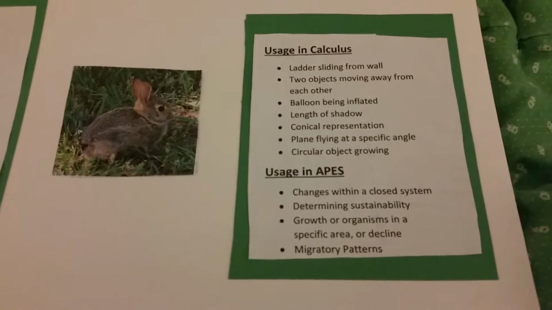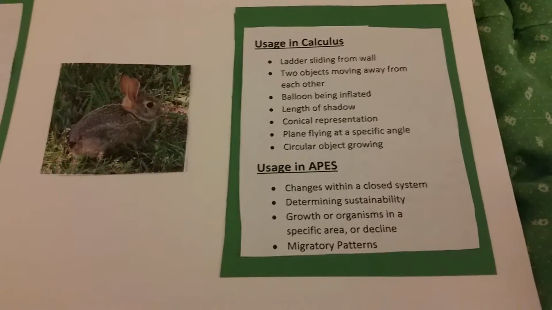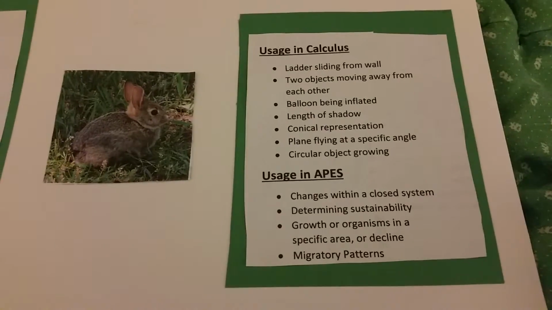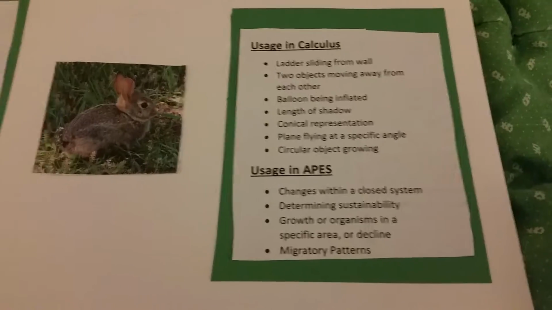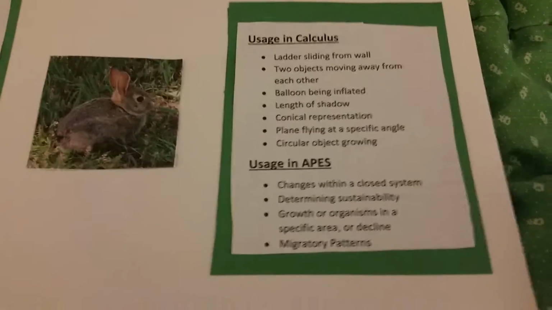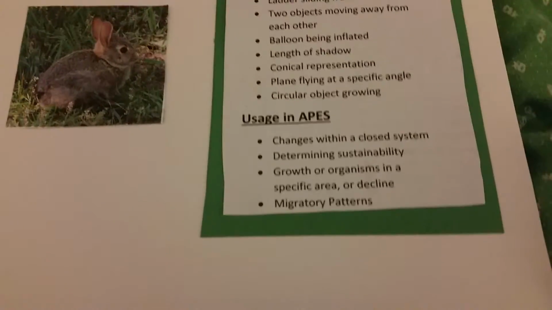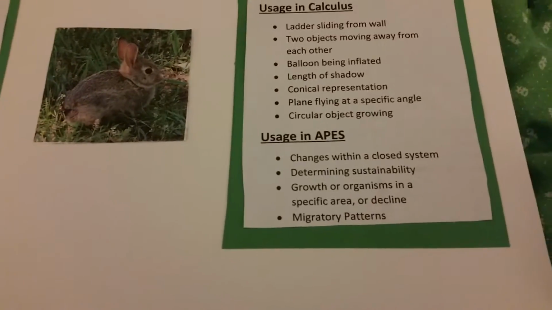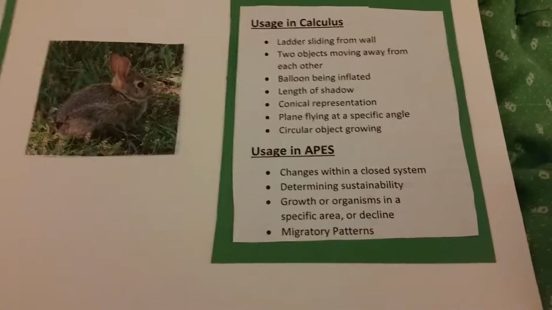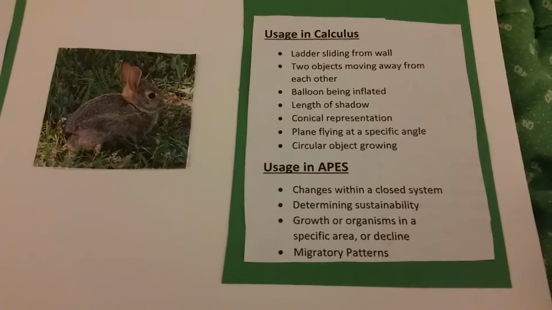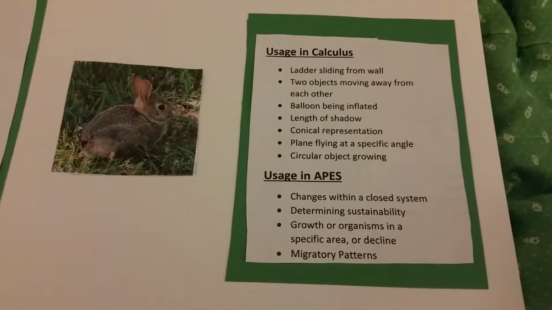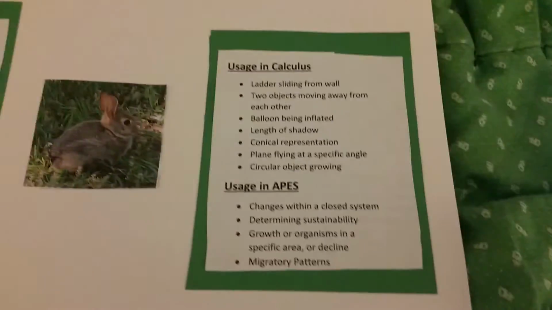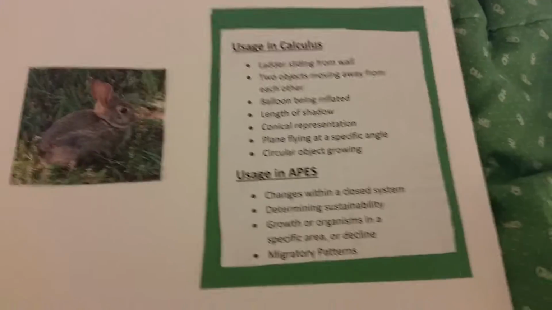You know the law that no matter can leave or join in a closed system. That's what related rates are for. Related rates can show the changes in that. Determining sustainability: say you have pollution in an area and you want to see how you can try to make the area sustainable. Well, you can use a related rate to determine if the pollution is going to spread to a specific area in a specific amount of time.